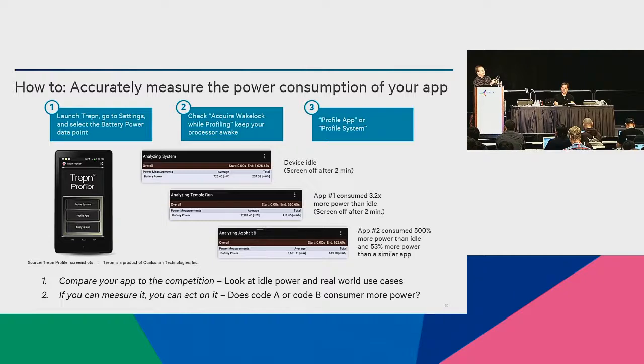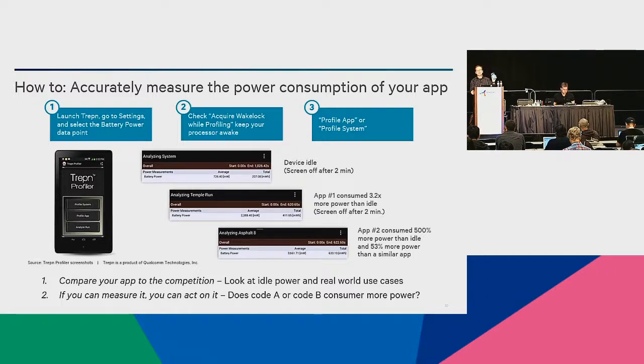Then I'm going to hit back, and I'm going to click on Profile System. So at this point, I'm reading the power consumption. If I just want to see the number, I click on the Stats button. And in this particular case, it tells me my phone is using 1.76 milliwatts.